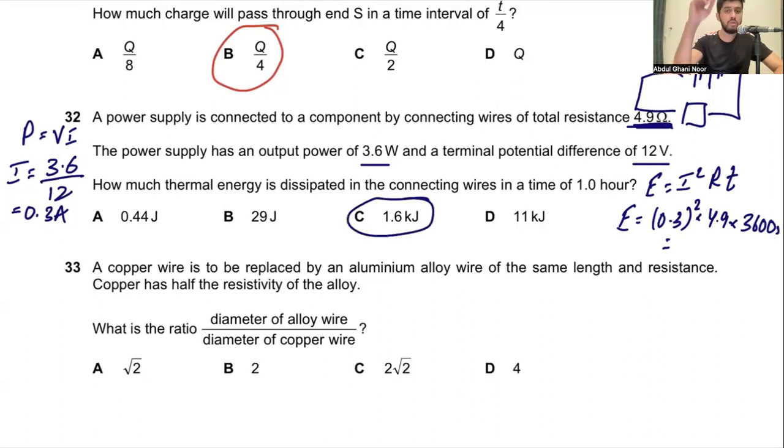1.6 kilojoules. The mistake students tend to make in this question is they'll simply use V squared upon R instead of I squared R. The problem with V squared upon R is you can't use 12 volts here. 12 volts is for the wires and for this electrical component. So you'll have to use I squared R. और the other option is कि आप current की value निकाल ली है, resistance पता है, आप इसका voltage find करो using V is equals to IR.